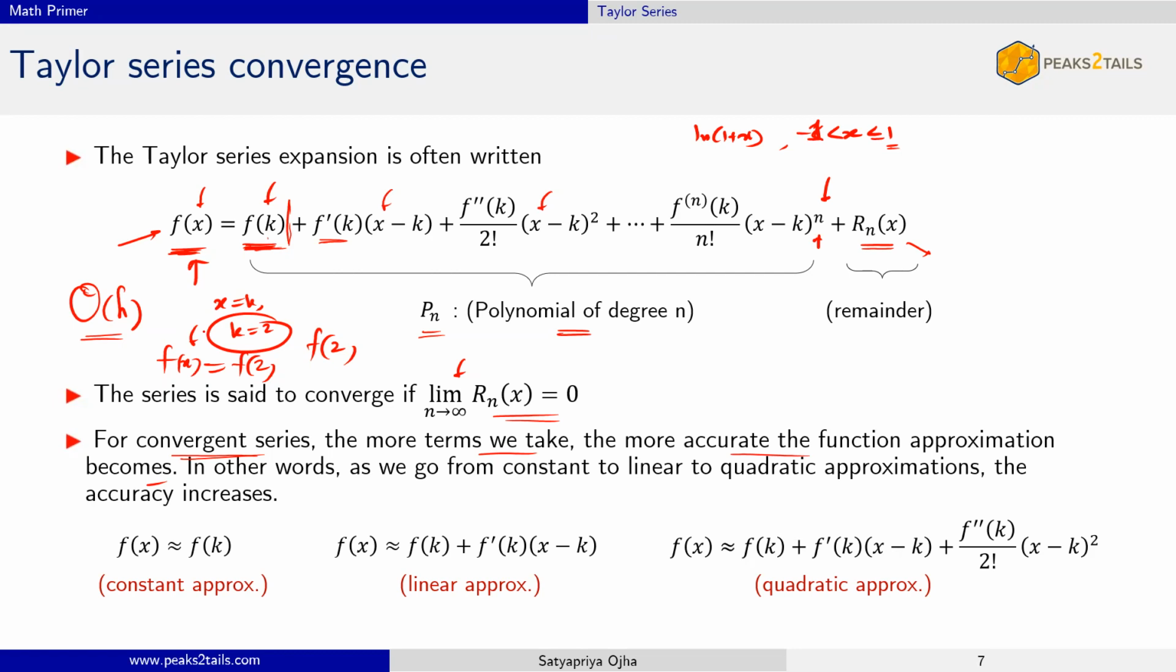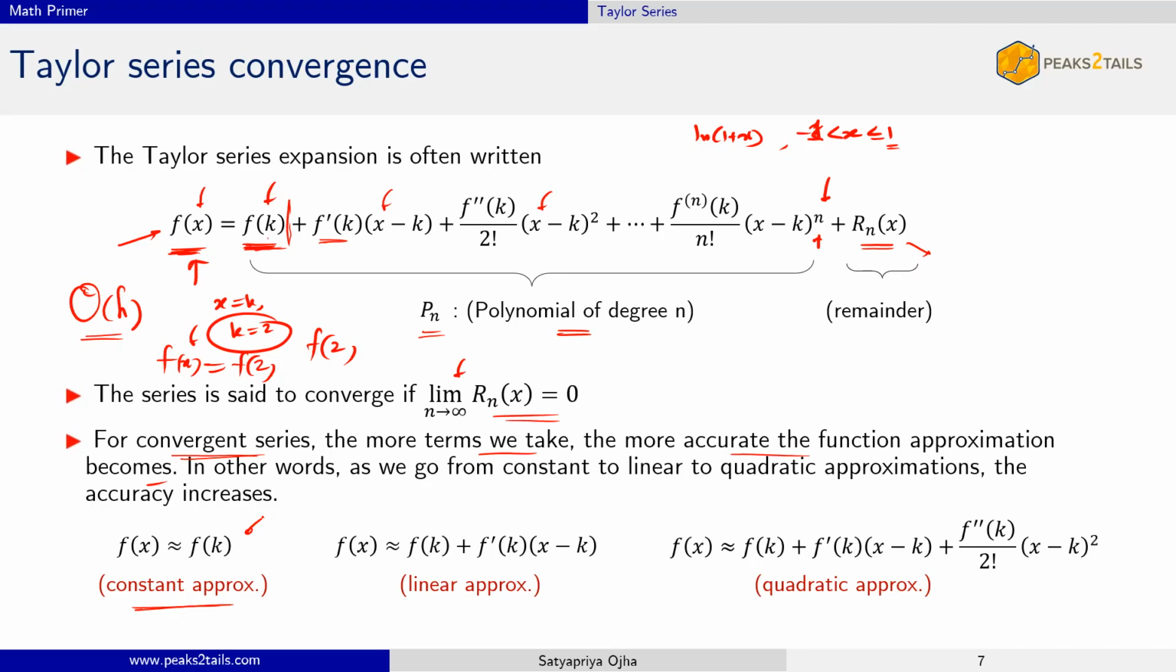right? So if you take only the first term, it will be called a constant approximation. I'm saying f of x is equal to f of k. This will be exact only at one specific point. Where is that? f of x would be equal to f of k only at one specific point. In all other points, there will be errors.